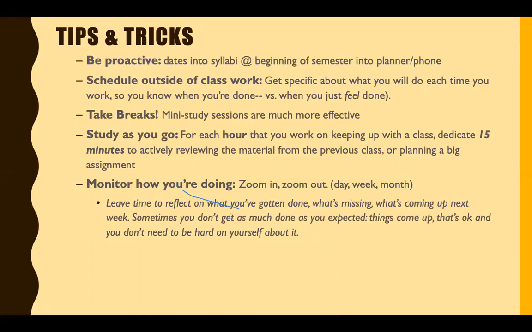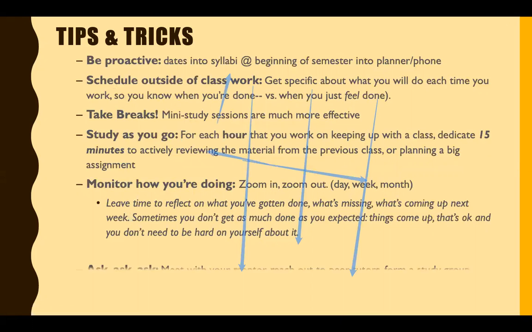Monitor how you're doing. Zoom in and out of the day, the week, or the month. Leave time to reflect on what you've gotten done, what's missing, what's coming up. Sometimes you'll realize that you didn't get as much done as you wanted to. Things come up, and that's okay, just as long as you're honest with yourself and finding a plan.